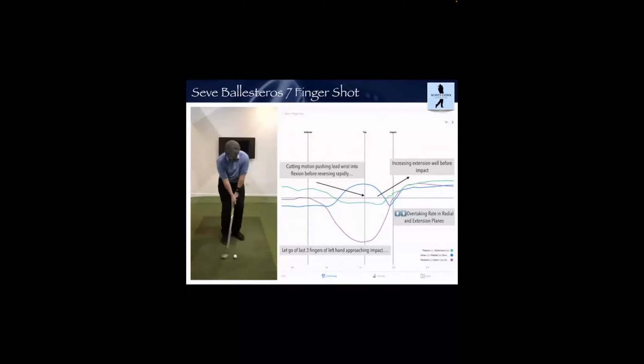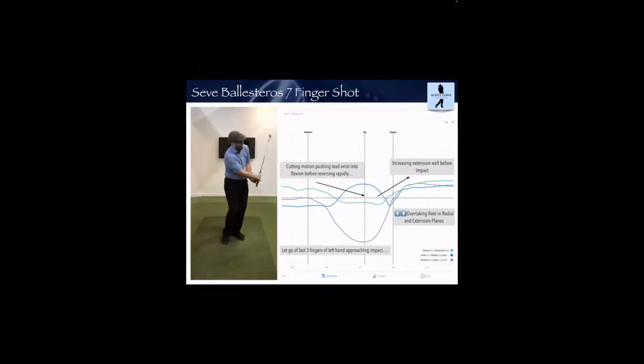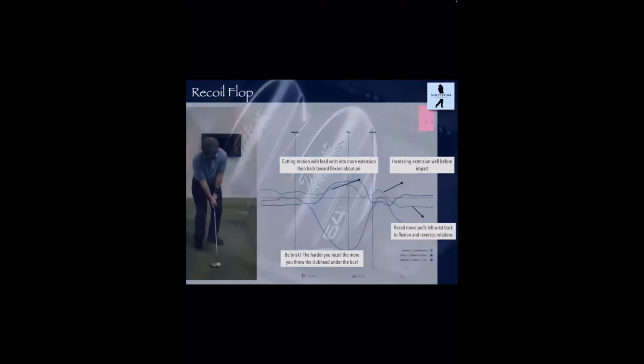You see that the extension amount goes massively into the positive at impact. At the same time, I'm holding the lead forearm quite a bit open. That's why this crosses the 0 line just a little bit below 0, and I'm sort of dumping the wrist as I let go with those fingers. But here we have a massive, massive overtaking rate in the radial and extension planes, and we get this very flippy, very soft little play around the green. So I encourage you to play around with that one. That one's fun. We got 2 more here.